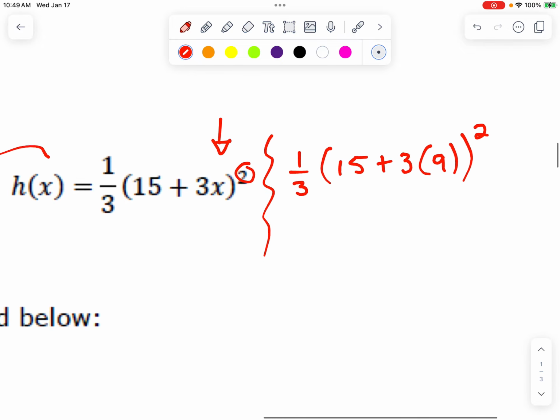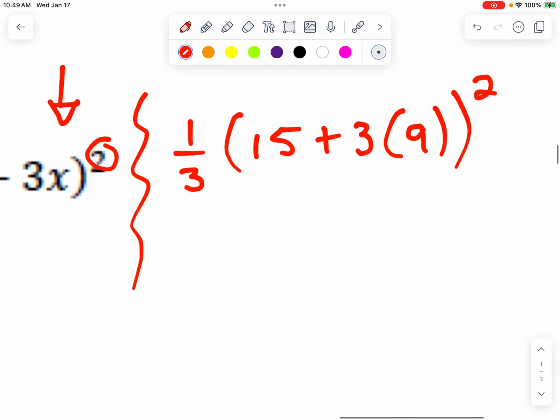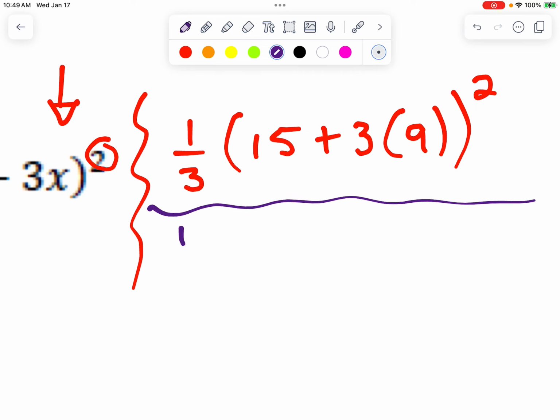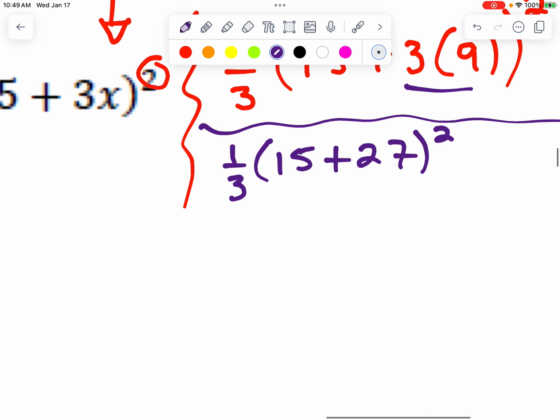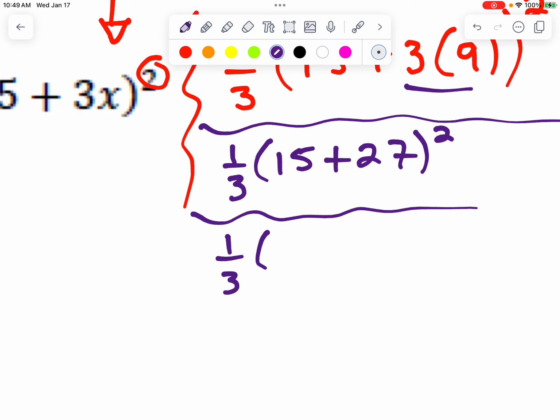Now what we need to do is do some math on the inside of the parentheses first. So we have 1/3, 15. You have to do 3 times 9, which is 27 squared. Remember PEMDAS when we were in middle school, we had to do what's in parentheses first. So that's what we're doing. We're simplifying what's inside of the parentheses first. Bring down what we have left, 1/3, 15 plus 27.